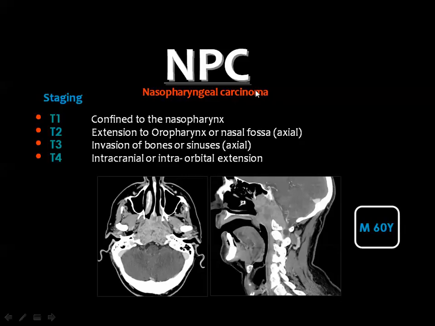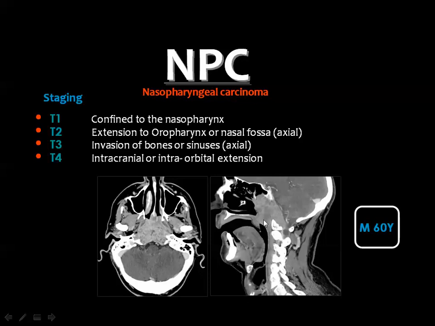You remember the staging of the nasopharyngeal carcinoma. T1 is a tumor confined to the nasopharynx. T2, the tumor has extended into the nose or the oropharynx. T3, there is invasion of the bones or the paranasal sinuses. T4, intracranial or intraorbital extension.